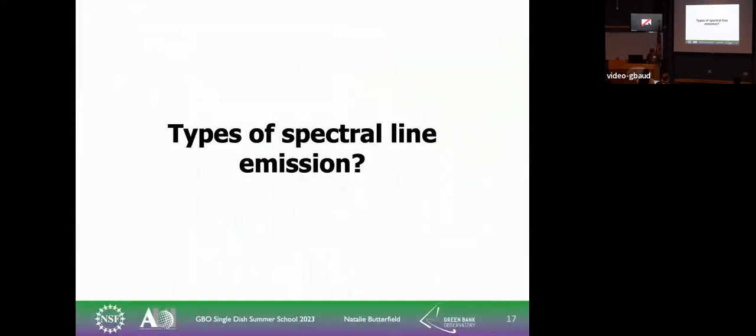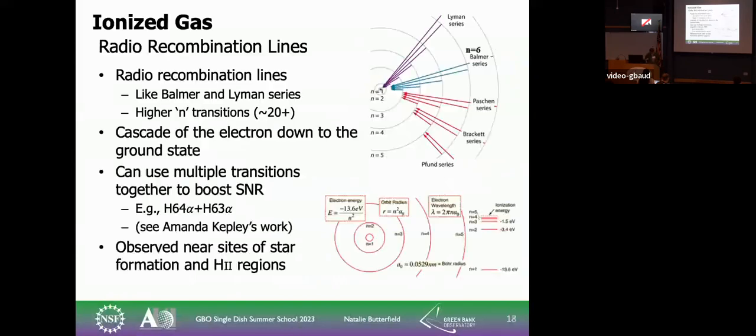All right, so for the second half of my talk, I'm going to be talking about types of spectral line emission. The first one I'm going to cover is ionized gas. I mentioned earlier in my talk radio recombination lines. Radio recombination lines are essentially like the hydrogen alpha series that we see, like the Balmer series or Lyman series, but just a higher n transition. So we're not looking at n of 4 to 3 or 5 to 4. We're looking at ones that are about 20 plus.